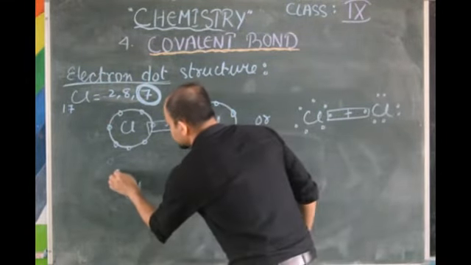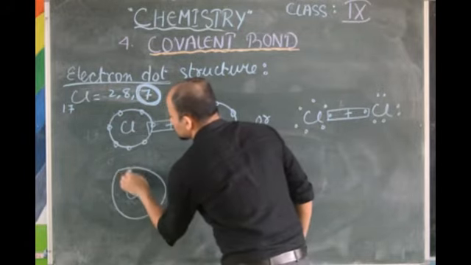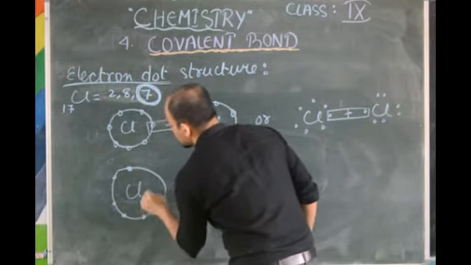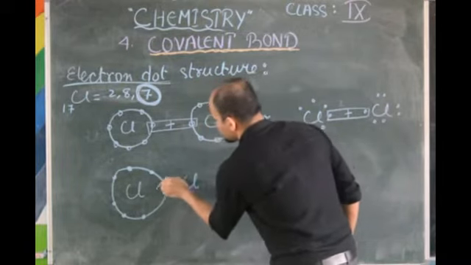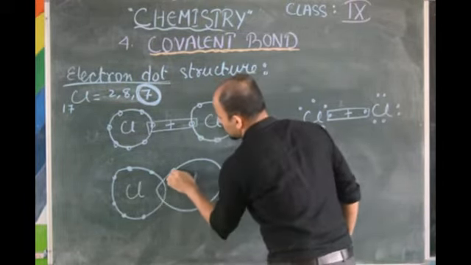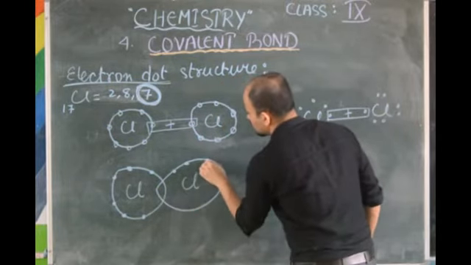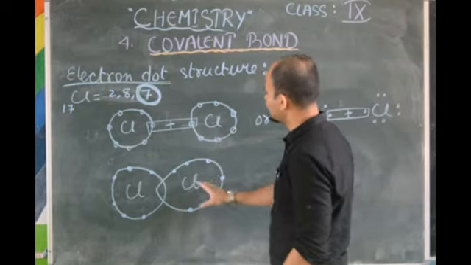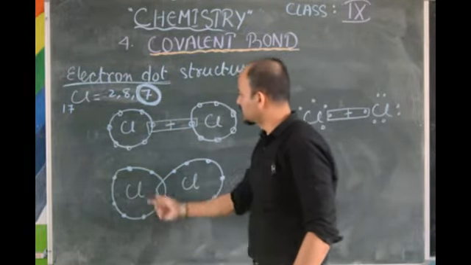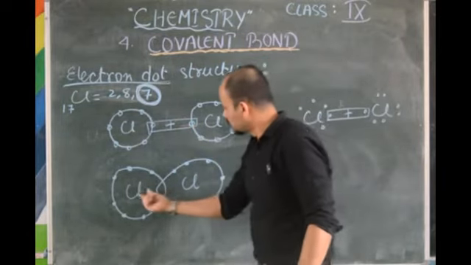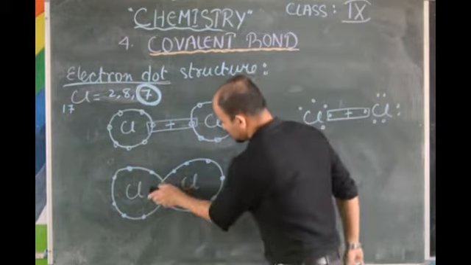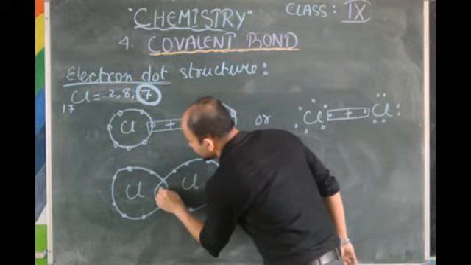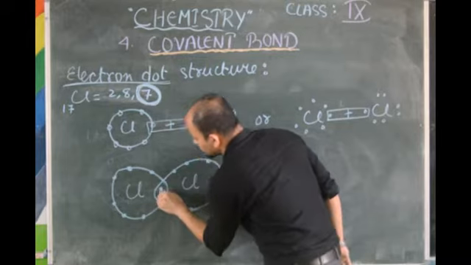Now, here, 1, 2, 3, 4, 5, 6. Similarly, 1, 2, 3, 4, 5, 6. So these 6 electrons on this side, and 6 electrons here. Now these 2 electrons, since they are shared between both this chlorine as well as this chlorine atom, therefore, they have to be present within both the circles, that is, this chlorine electron and this chlorine electron.